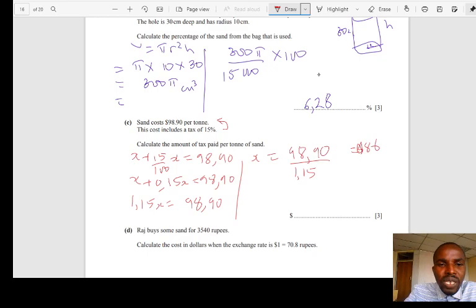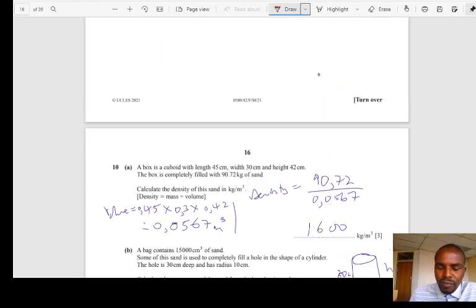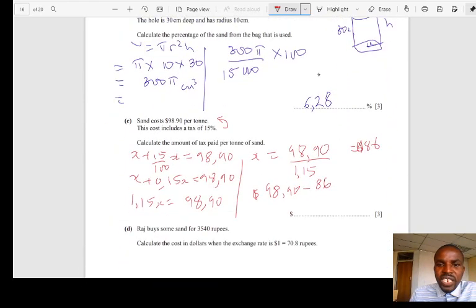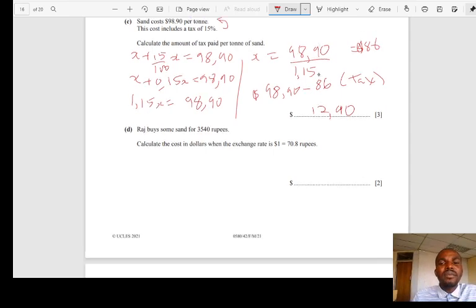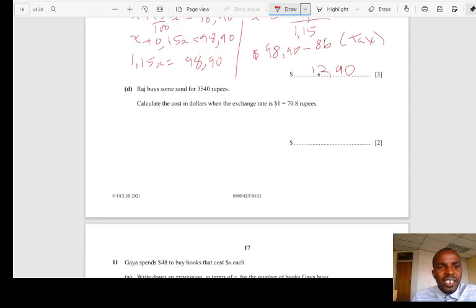So tax will be 98.90 minus 86. That will be the tax. Take note of that. Tax charge, 98.9 minus 86 is 12.90. So that's the tax. Done. Next, Raj buys some sand for 3540 rupees.